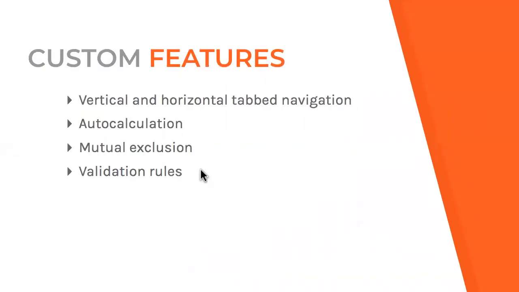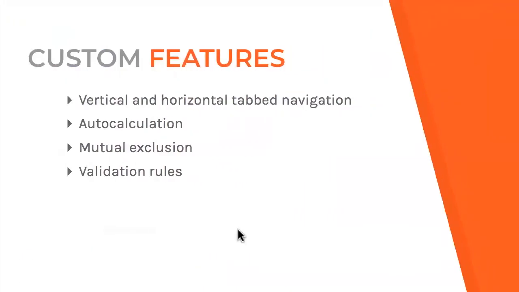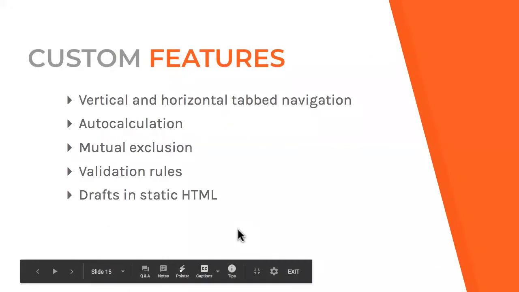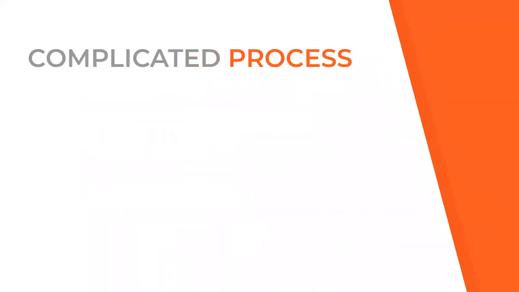It also generates DHIS2 validation rules that get loaded into the system separately. So when you hit the run validation button, it will run those validation rules. And as we're looking at right now, it creates drafts in the static HTML. So those drafts can be sent to our program team to approve how the HTML looks. And so the form, when it's actually deployed to DHIS2, will look identical. So this is what we needed.